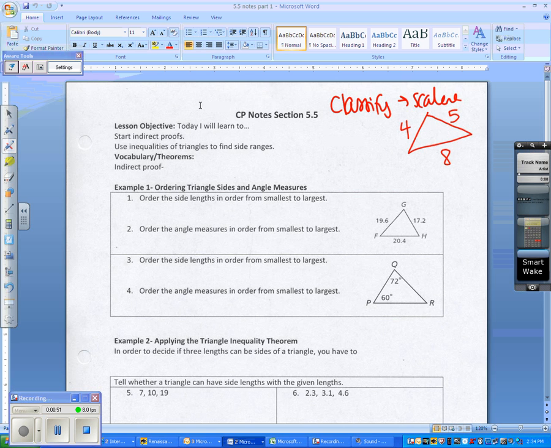So if you had an isosceles triangle, for example, let's say 5, 5, and 9, you know that the angles opposite those congruent sides would have to be congruent to each other. So we already figured out how to classify triangles based on that. But today we're also going to be able to order side lengths and angle measures given just a little bit of information.